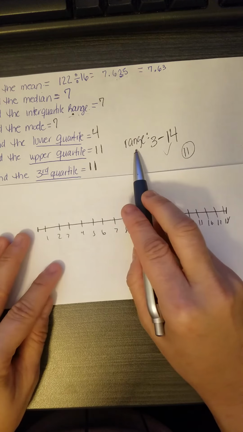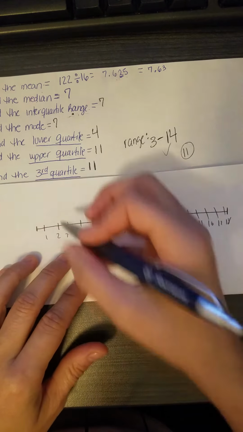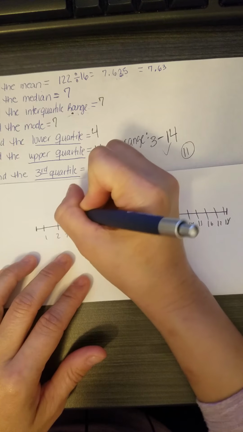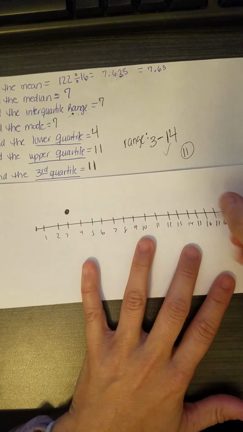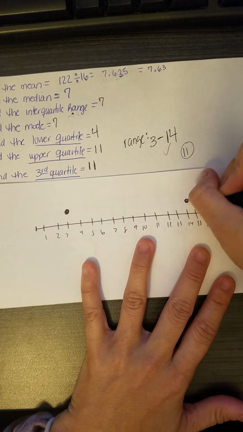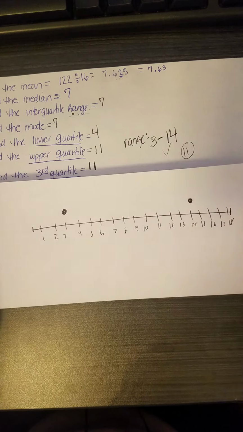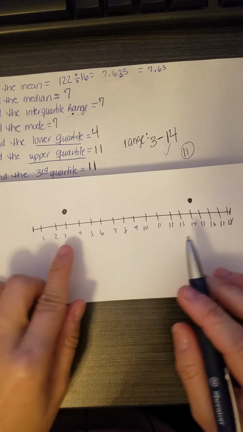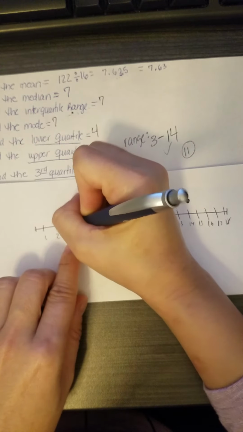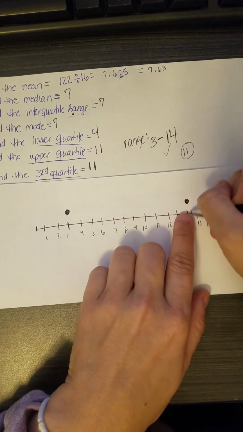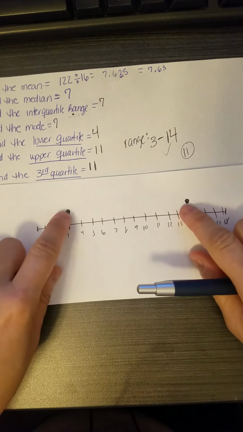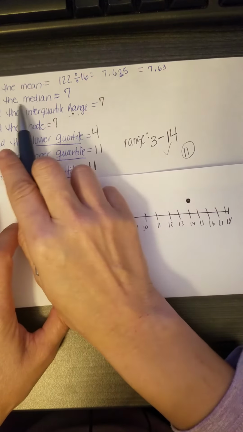But now you get the range of your whole entire data set, and you're going to put a little dot here on the 3 and a little dot here on the 14, okay? That's where your information is going to start. So no matter what you interviewed, you did a survey, the first was 3, the lowest one, the highest one was 14. That's represented by these 2 dots.